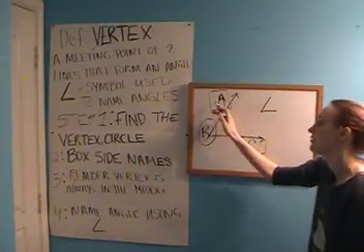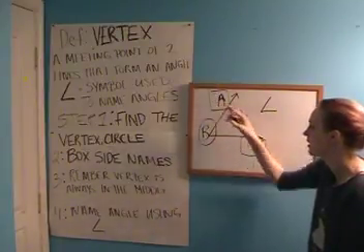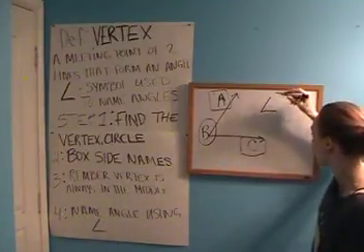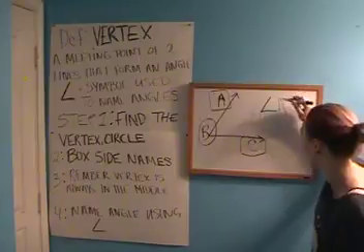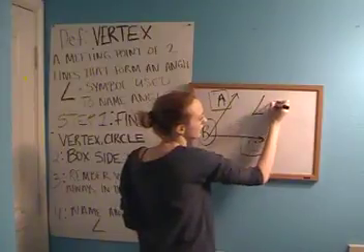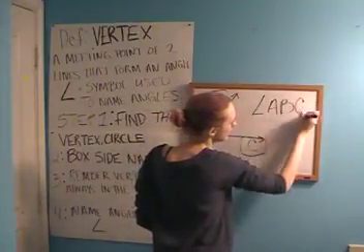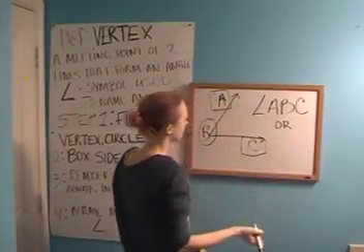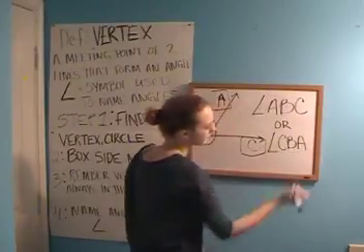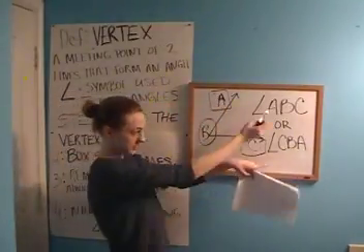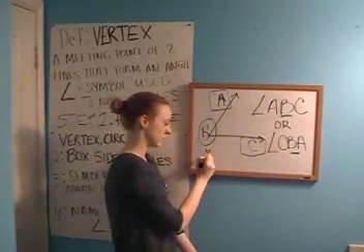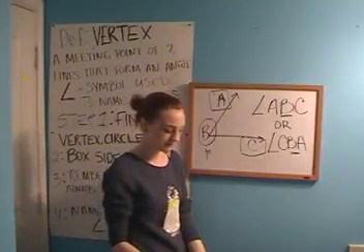And it doesn't matter which one you put first. It doesn't matter if you put this side first or this side first. As long as the vertex is in the middle of the name, then it's correct. So it can either be called angle ABC, or it could be called angle CBA. Both of these are correct, just as long as the B, the vertex, is in the middle of the name. Alright? So that's pretty simple.